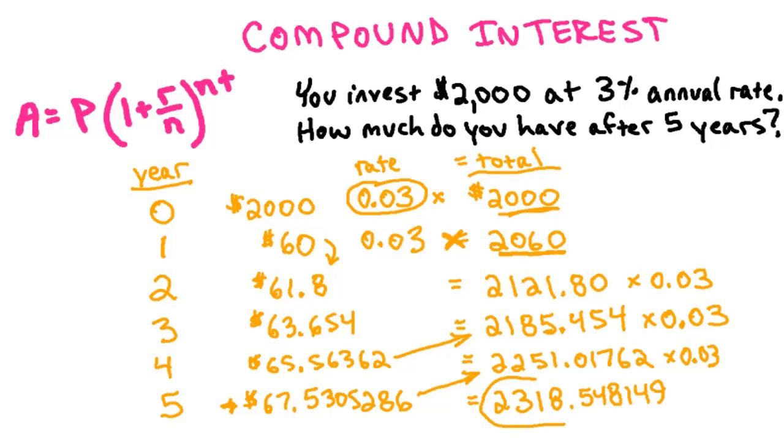And that's going to give us a total of $2,318.548149. So this is how much you have in the bank with compound interest over this exact same problem. You invested $2,000 at a 3% annual rate, but this is compound interest. So remember, on that simple interest problem, the answer was an even $2,300. But here with compound interest, you're making an extra, over $18 in interest because it's compounded.